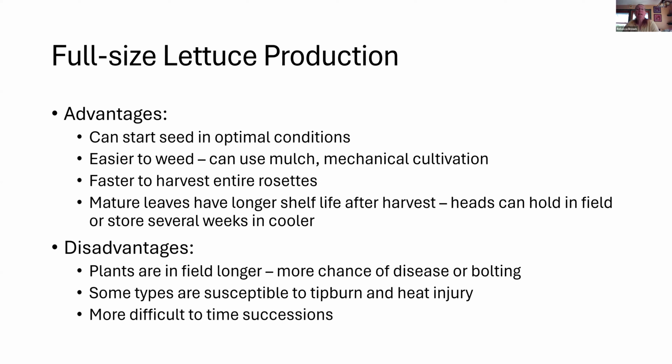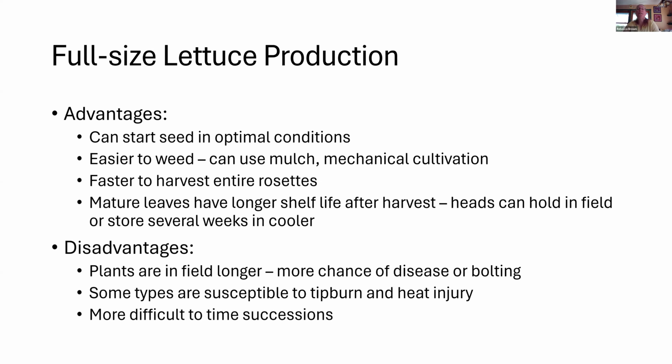The big disadvantage, of course, is that your plants are in the field a lot longer. And that means that you do have a greater chance of disease or of bolting. Some of the types, particularly the true head-forming types, are very susceptible to tip burn and heat injury. That's one reason why heat tolerance has been a major breeding goal.